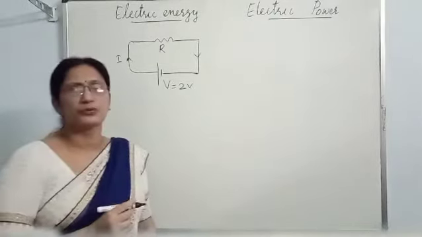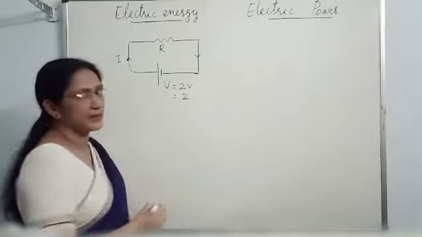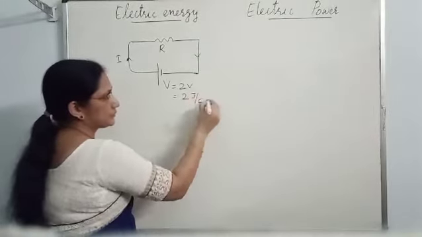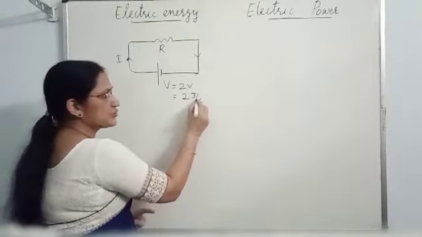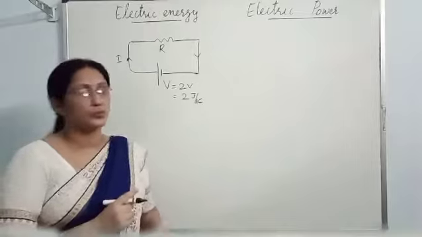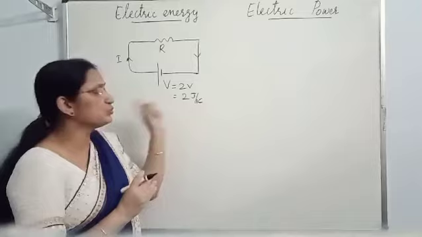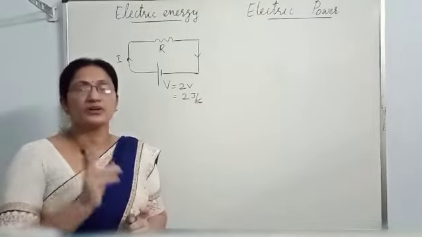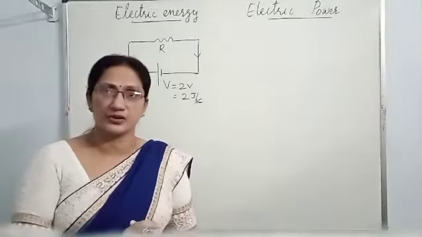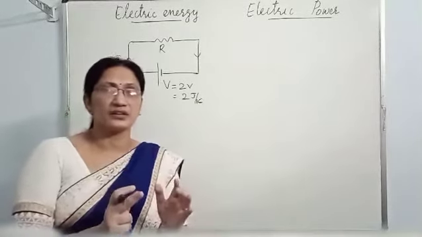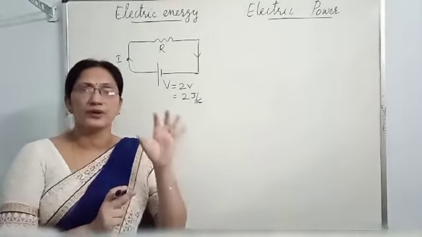What is the meaning of 2-volt cell? Volt, its expansion is joule per coulomb. That means this cell can give 2 joule of energy to every 1 coulomb charge. While 1 coulomb charge passes through the cell, cell will give 2 joule of energy. You know 1 coulomb charge means 6.25 into 10 to the power 18 electrons. To that many electrons, this cell can give 2 joule of energy. That is the meaning of a 2-volt cell.